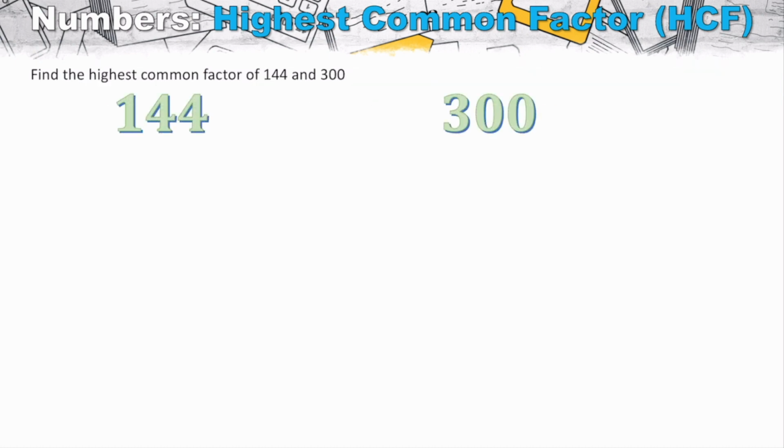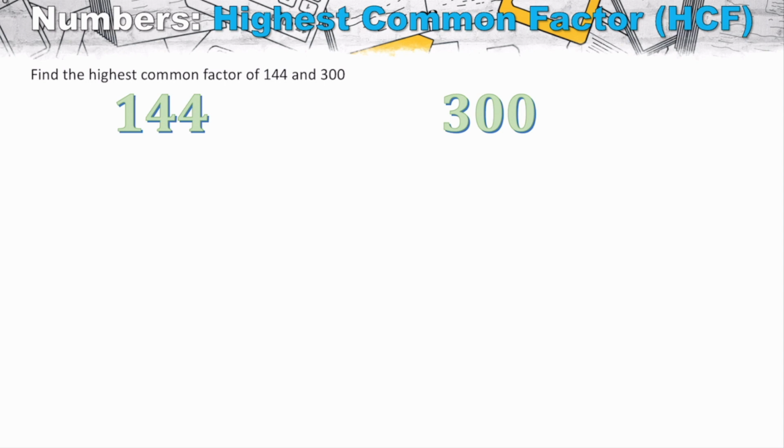So let's apply that to much larger numbers. So the number's 144 and the number's 300. Now I look at these two numbers and I don't immediately see a number pop into my head that divides into both of these. But we have a neat little method that can help us identify what the highest common factor will actually be.